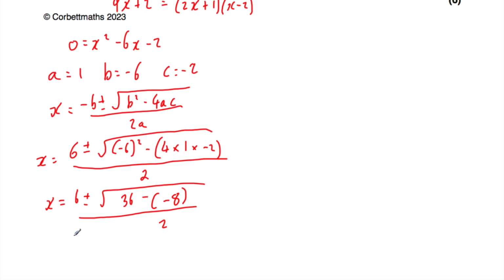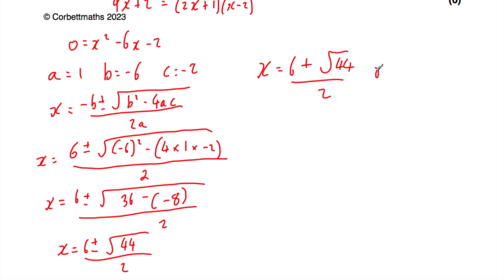Okay, now at this point you could just get your calculator, but I'm just going to simplify what's under the square root. So we've got 6 plus or minus the square root of 36 minus minus 8. So it's going to be 36 plus 8, which is 44. And that's all divided by 2. So that means that x would be equal to 6 plus the square root of 44 divided by 2, or x equals 6 minus the square root of 44 divided by 2. So let's work those out and see what we get.